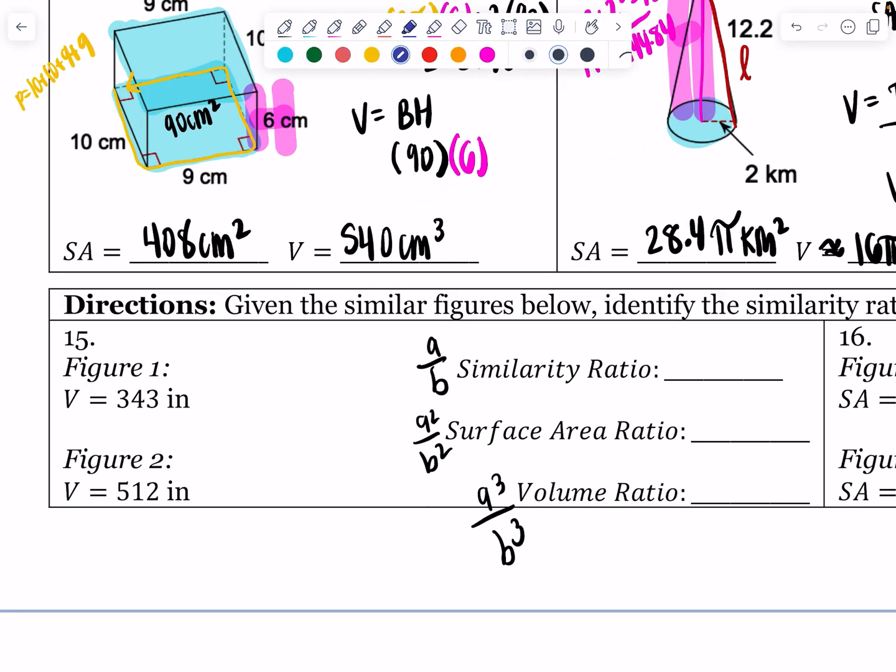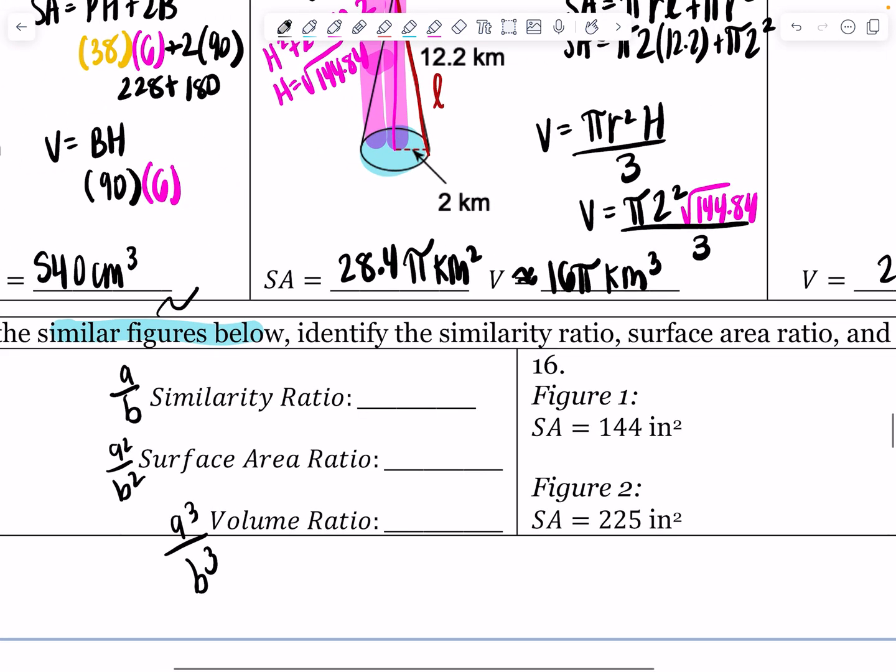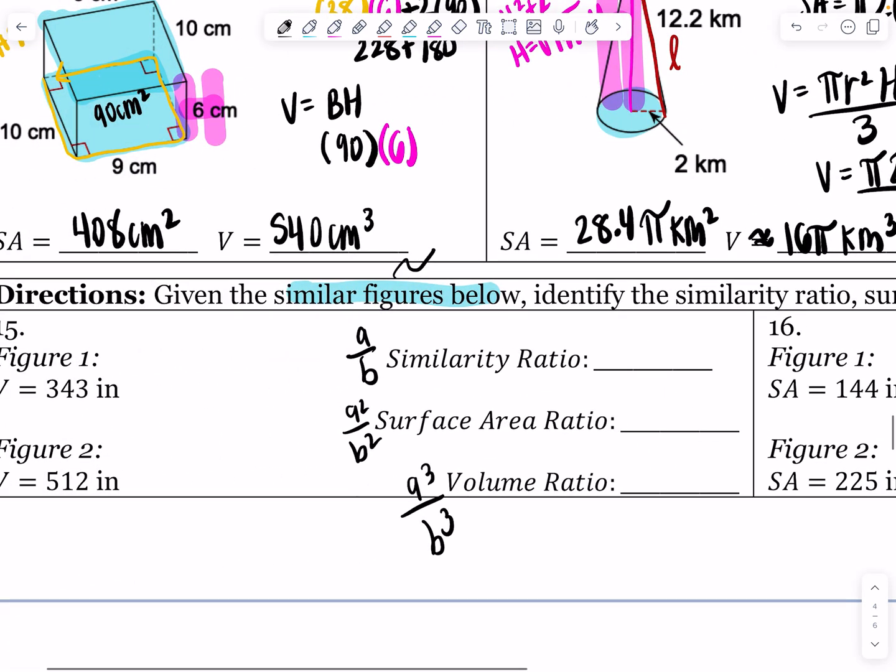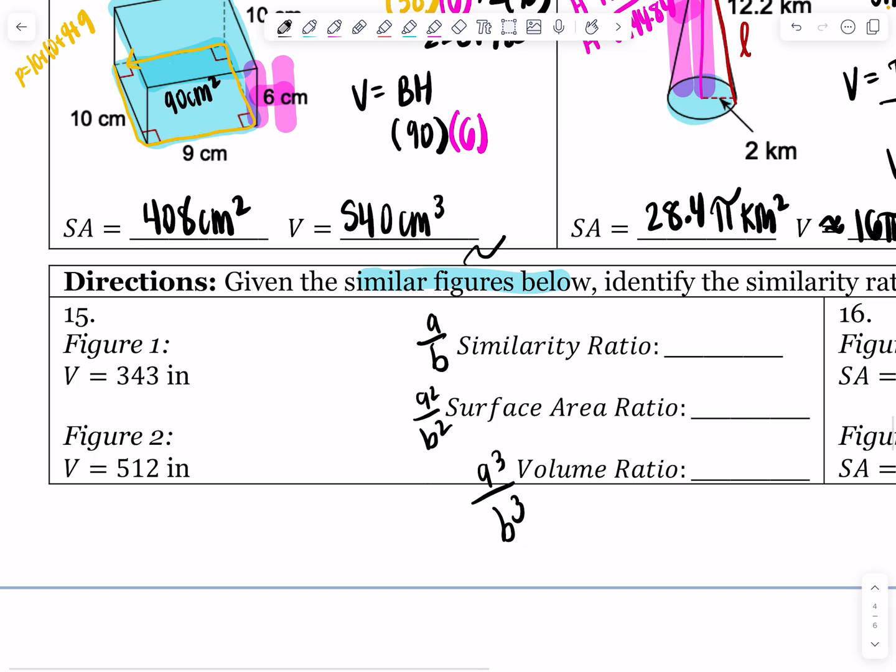All right, this next part says, given the similar figures below, so immediately start out by knowing that they're similar. That's important. Identify the similarity ratio, surface area ratio, and volume ratio. So I went ahead and filled that in like we did before. Similarity ratio is A over B. Surface area ratio is A squared over B squared, and volume ratio is A cubed over B cubed.